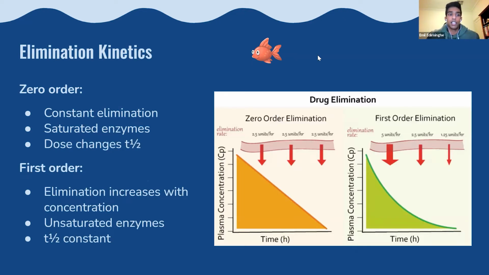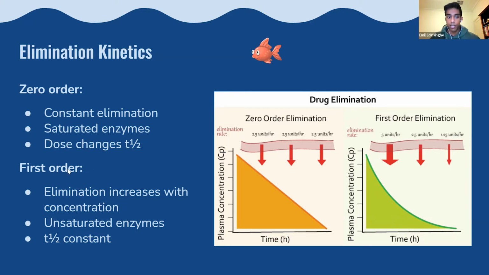So this leads us on nicely to elimination kinetics. Essentially, there are two types of elimination kinetics, and they're very simple: zero order and first order. What zero order tells you is that regardless of the dose of a drug, the rate at which the drug is eliminated will be constant. For example, there might be saturated enzymes, and this happens a lot with alcohol, which we talked about last semester, and the drug can only be eliminated at a certain rate. As a result, the half-life is not a constant, and the dose that you give actually changes the half-life.